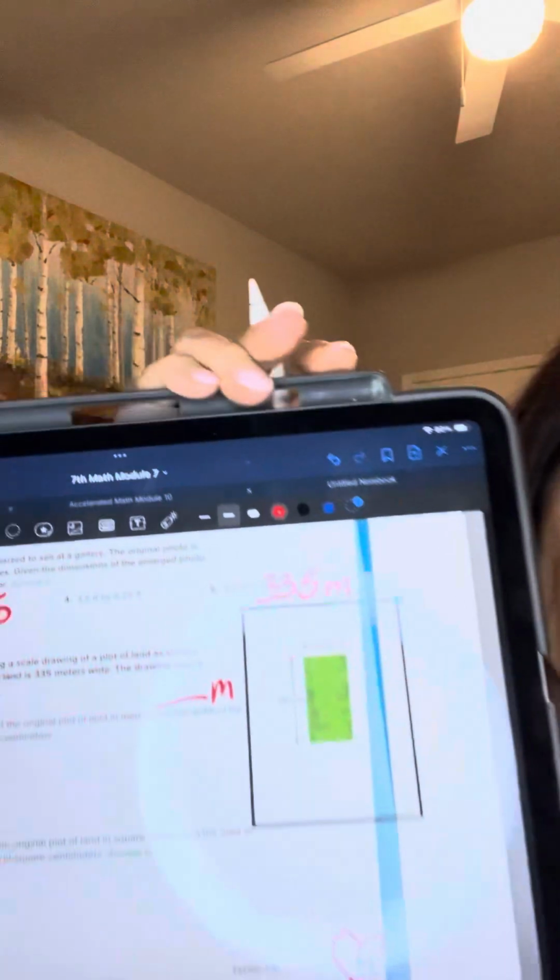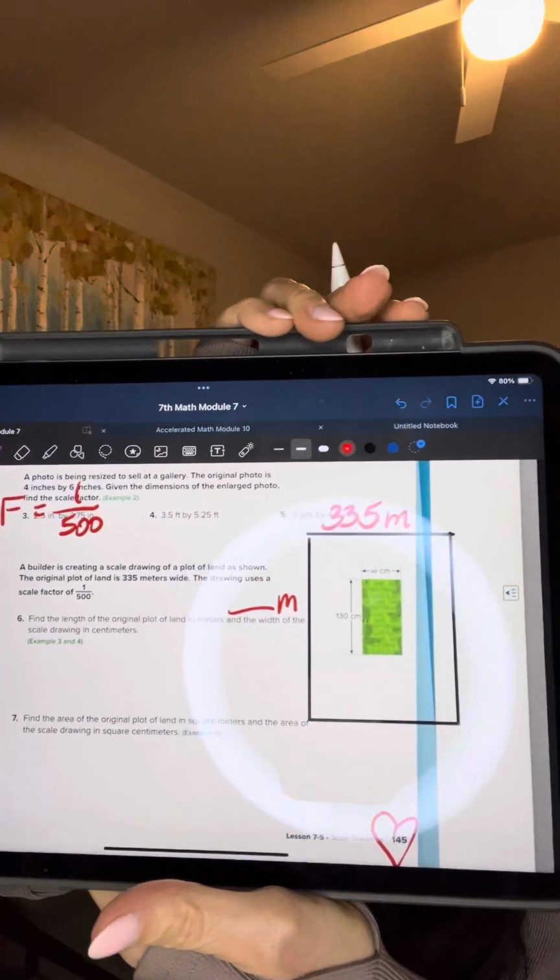The drawing uses a scale factor of 1/500. So I'm going to write that to the side. SF equals 1/500. And the first problem, number 6, says find the length of the original plot of land in meters. Okay, so what they want is they want to know what is the length on my black box of the original plot of land. And they want it in meters.